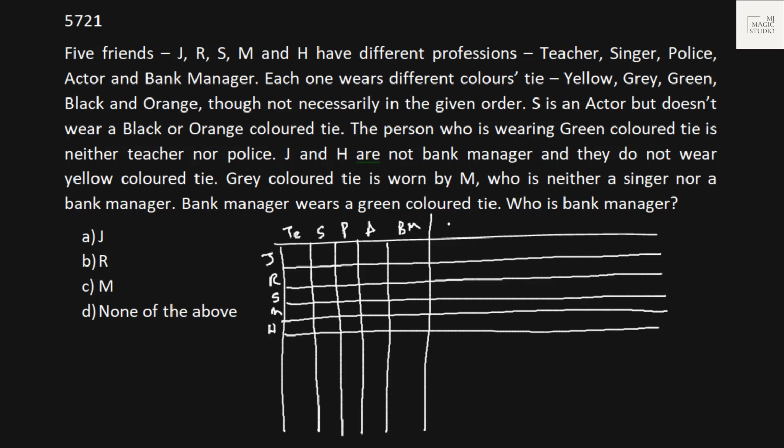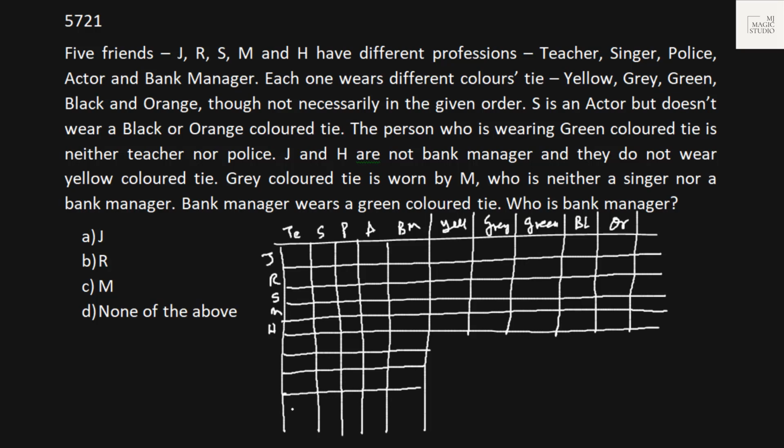Each one wears a different color tie. Yellow, grey, green, black, orange. So we have yellow, grey, green, black and orange. Though not necessarily in the given order, obviously.